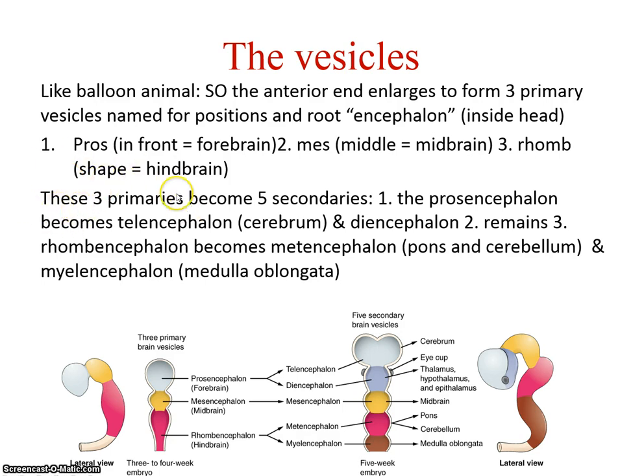These 3 primaries, right, pros, mes, and rhomb, become 5 secondaries. The prosencephalon becomes a telencephalon, which will become the cerebrum, and the diencephalon, which remains with us, right? We still call that the diencephalon. The midbrain remains, and then the rhombencephalon becomes the metencephalon, which gives rise to the pons and cerebellum. And then the myelencephalon, which becomes the medulla. All right, so again, just for your information, not going to ask you about neural development.